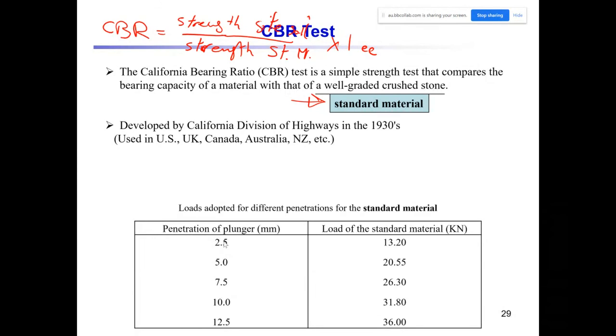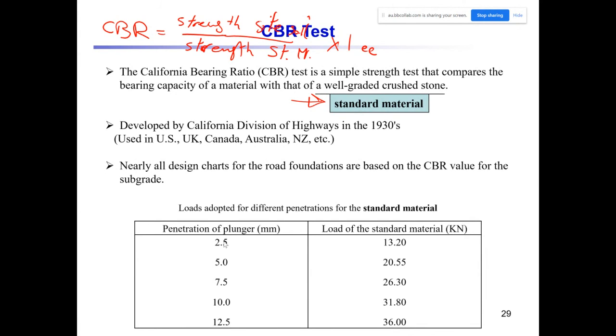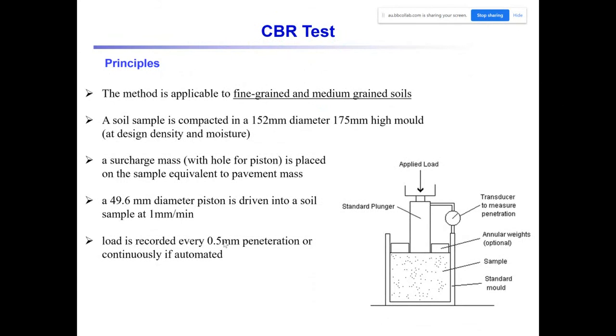This test was developed by the California Division of Highways in the United States in the 1930s and is widely used all over the world, in the US, UK, Canada, Australia, New Zealand, and many other countries. In almost all the standards and guidelines for the design of pavement, you can see this CBR value. As I mentioned, nearly all design charts are based on this CBR value. And here is the test procedure. The method is applicable to fine grain and medium grain soils. If the size of the aggregate is very large, this type of test is not applicable. You cannot use that one.